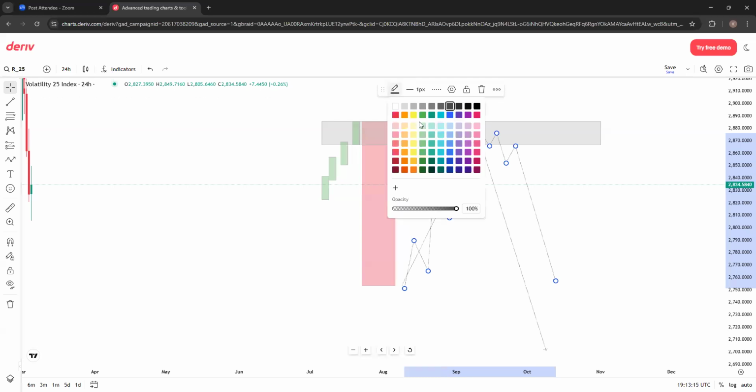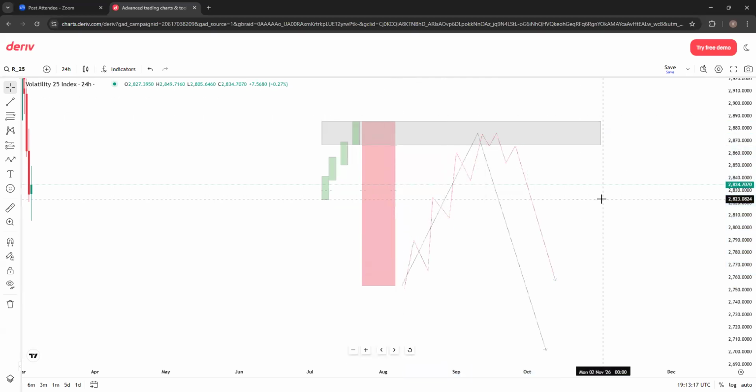Right. So I'm going to put it in red. Red is now going to show my small time frame. Black is just going to show my bigger time frames, which I've taken my analysis from.